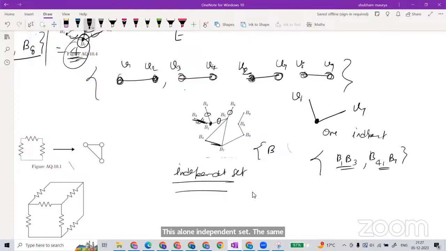Similarly, if you choose the maximum number of edges, none of them connected with one vertex, that is going to be the maximum independent set. Even a single edge is also an independent set for the given graph. Like I'm just writing the edge V5, V6. So this is an independent set.